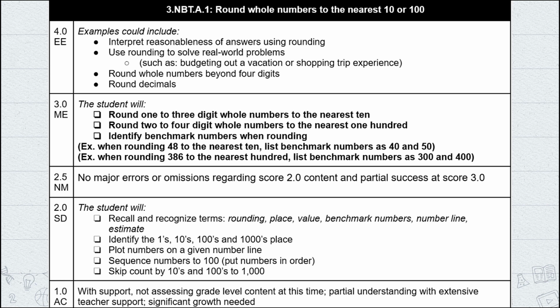Now you notice there are check boxes because the teacher can go through and actually check. Yes, you can round 1 to 3-digit whole numbers to the nearest 10. We have not made it to rounding 2 to 4 digits, so we still have some work to do. But this allows us to measure the learning very accurately of a student. And it also allows us to have a consistent definition of mastery for all of those priority standards for all of our teachers across all 6 elementary schools.